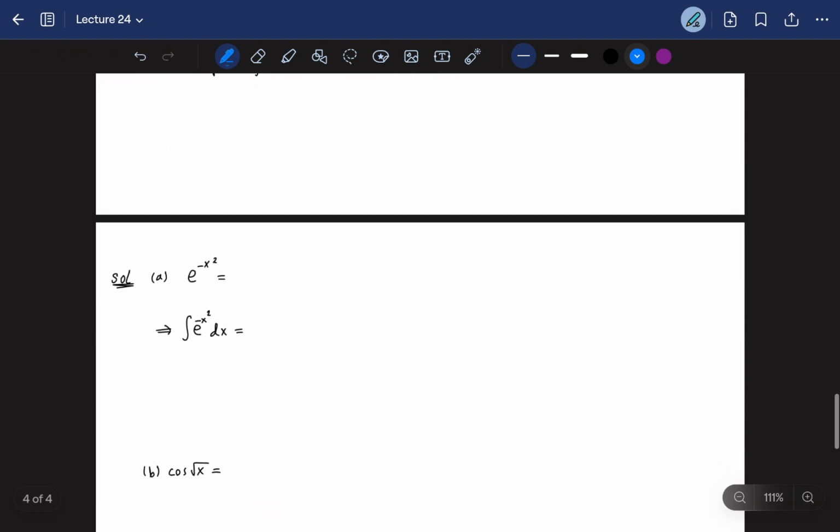So let's see. Using the series from the table, I know that this is going to be equal to the sum of negative x squared to the n over n factorial, from 0 to infinity. If you simplify, this is negative 1 to the n, x to the 2n over n factorial, n equals 0 to infinity. If you expand it, you're going to get 1 minus x squared plus x to the 4th over 2 factorial minus x to the 6th over 3 factorial, until the nth term, and you go up to infinity.